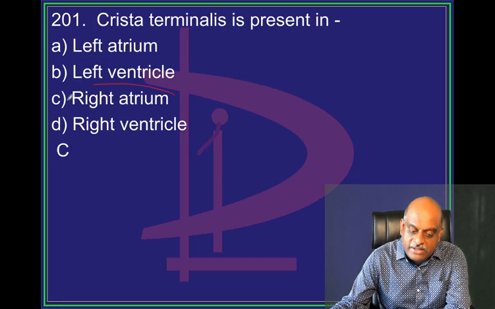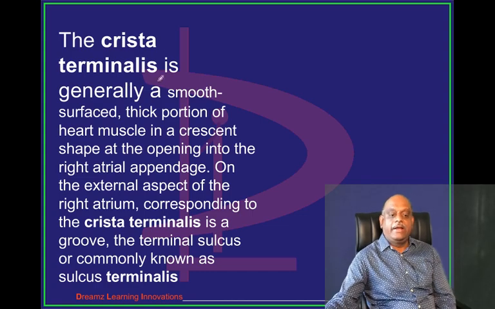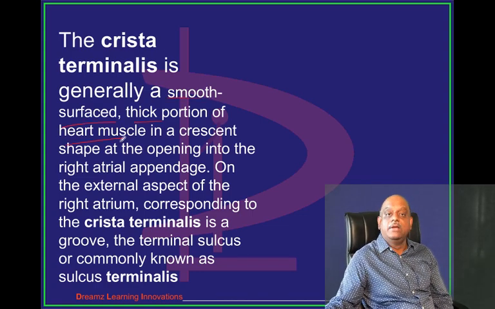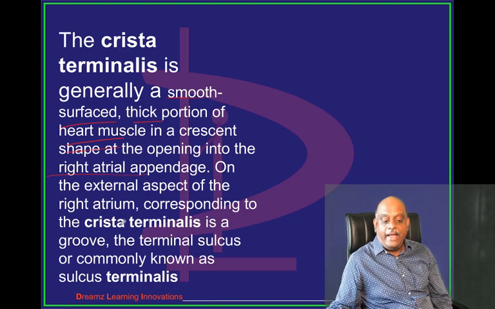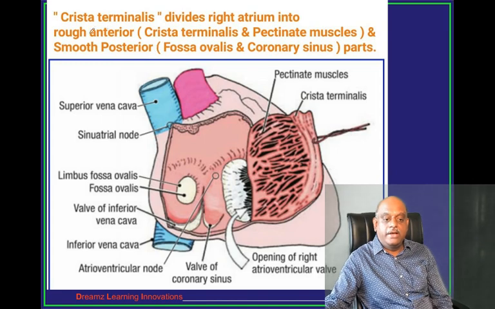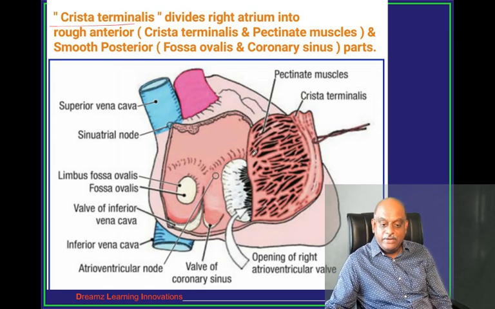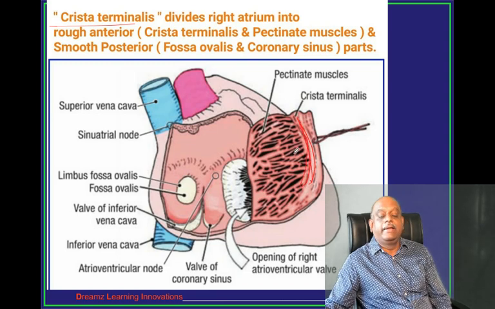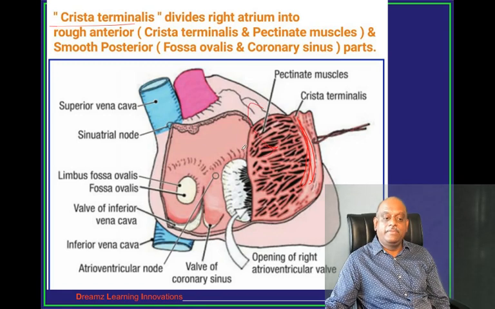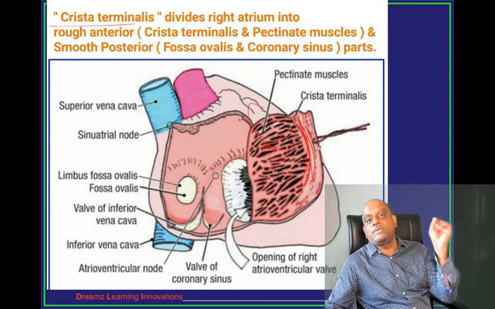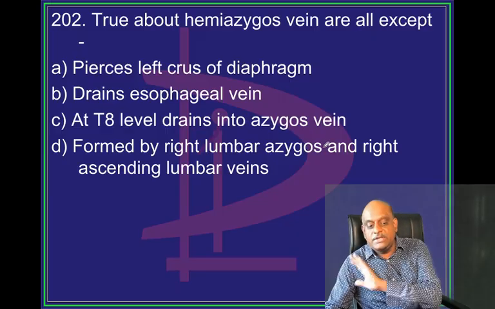Crista terminalis is a part of the right atrium. It is that smooth, thick, crescent-shaped portion in the right atrial appendage. The crista terminalis divides the right atrium into a rough anterior part that has pectinate muscles, and a smooth posterior part which has the fossa ovalis and coronary sinus, is what you should remember.